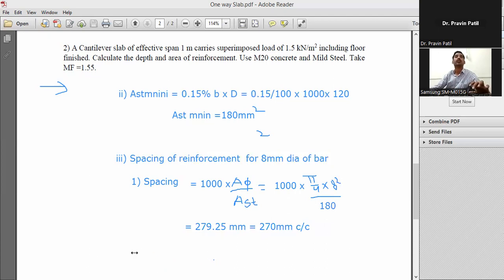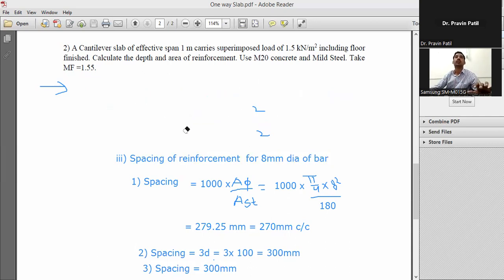Now the second formula, spacing 2. Spacing is equal to 3D, that is 3 into effective depth, which is 100 mm. So it will be 300 mm. Third one, spacing 3: spacing is equal to 300 mm. Whichever is least among the three is what we provide as the spacing. Which one is less? It is the first one, 270 mm center.